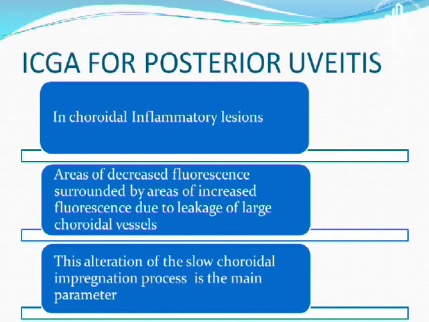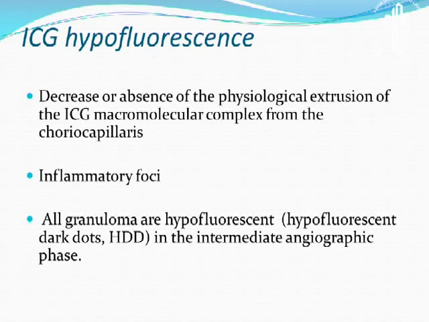epithelium. In choroidal inflammatory lesions involving the choroid, the areas of decreased fluorescence after injecting ICG were seen surrounded by areas of increased fluorescence due to leakage from the large choroidal vessels. This alteration of the slow choroidal inflammation process in choroidal granulomas was the main parameter used in ICG angiography. So there were two types for clinical interpretation, ICG hypofluorescence and ICG hyperfluorescence.